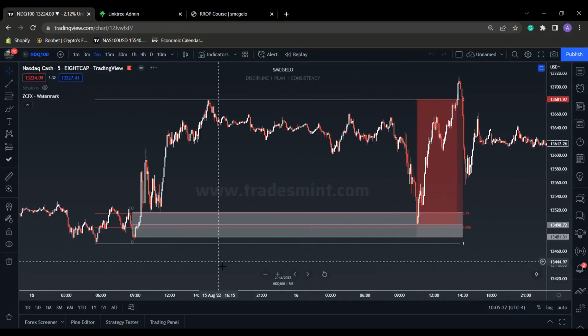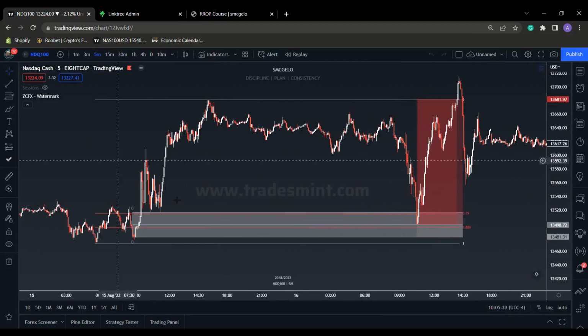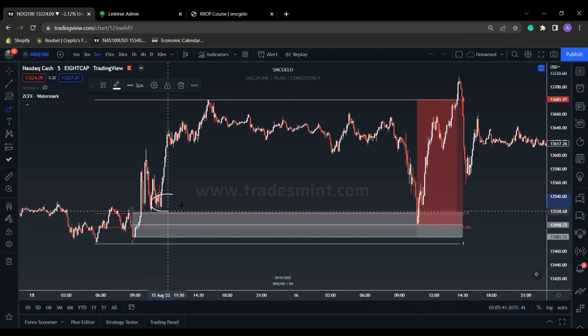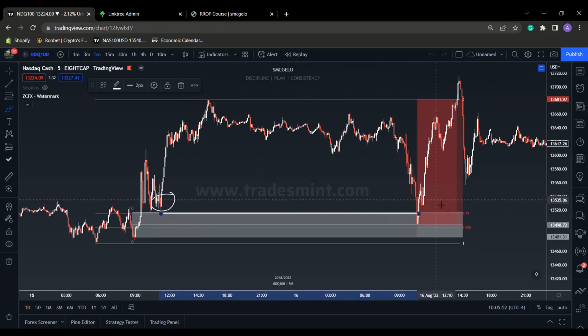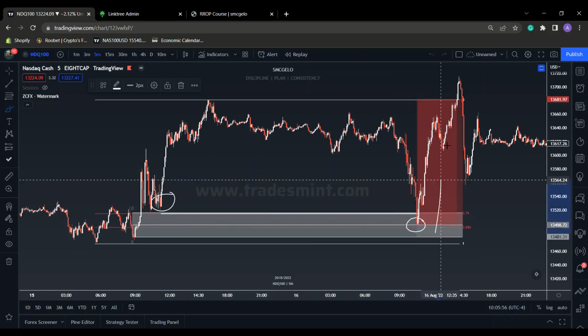let's go back, if you would have taken this one, you would have been stopped out. Why? Because this was probably a 0.618 level, so we had to continue down a little bit more. So as you can see, stopped out, and then it tapped into our zone right here, and then continued up for the big move.